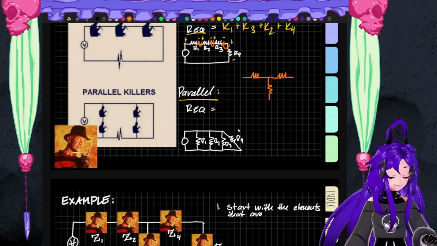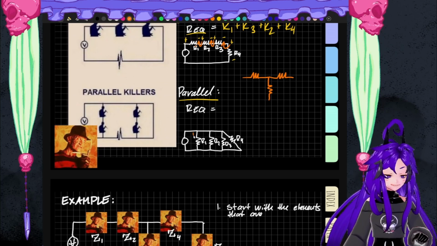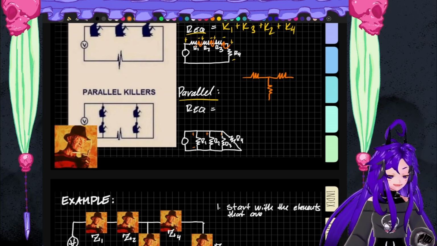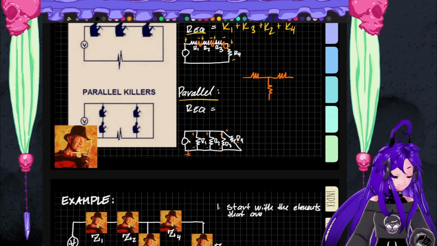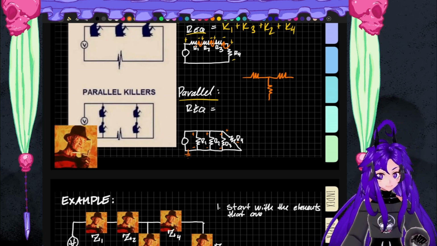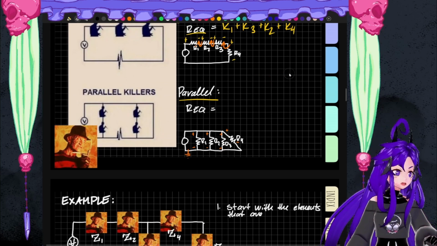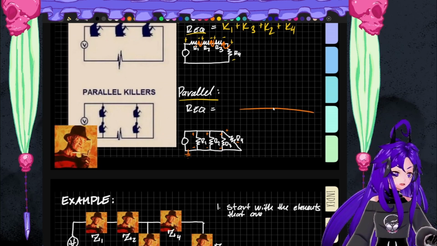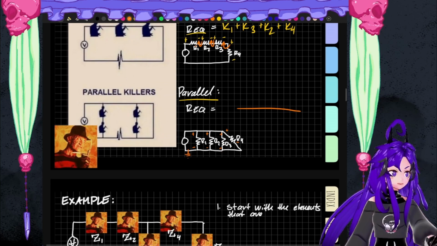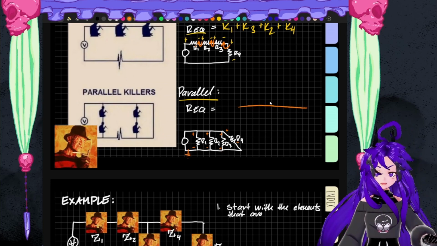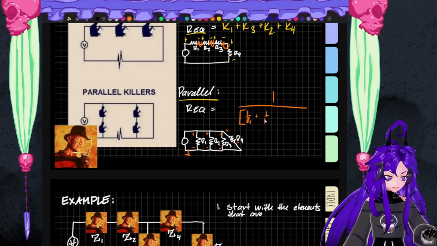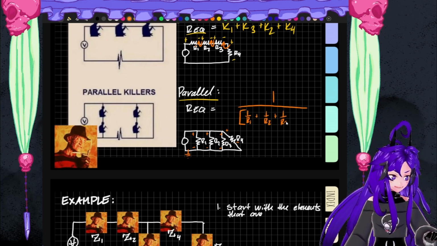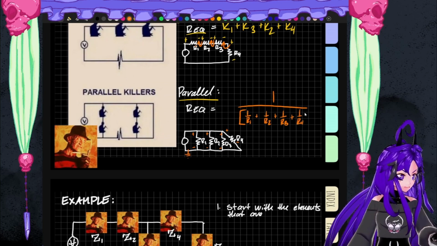Then we're looking at parallels. Parallels are where all of the positive ends are tied together and all of the negative ends are tied together, generally at ground. So the equation for parallel, that one's a little bit more complicated. It's not super bad, but it is fractions and it generally just drives people up a wall. So it is 1 over the following, okay? It is 1 over R1 plus 1 over R2 plus 1 over R3 plus 1 over R4.